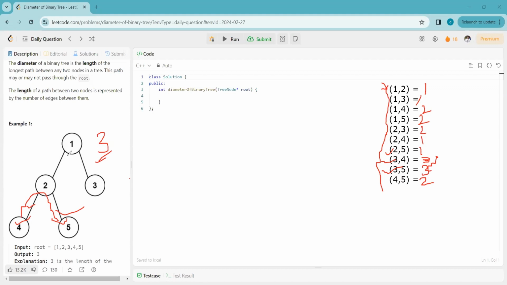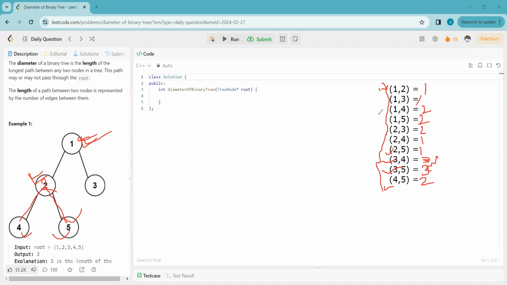So how to identify the longest path? Let's take this example. In this example, we will see that for any pair of nodes and the path between them, there must be a lowest common ancestor to which it is connected. For example, if we want to find the path between 4 and 5, we can see the lowest common ancestor for 4 and 5 is 2. That means the path must pass through this node 2. And for 3 and 5, the lowest common ancestor is 1. That means the path between 3 and 5 must pass through this node 1.